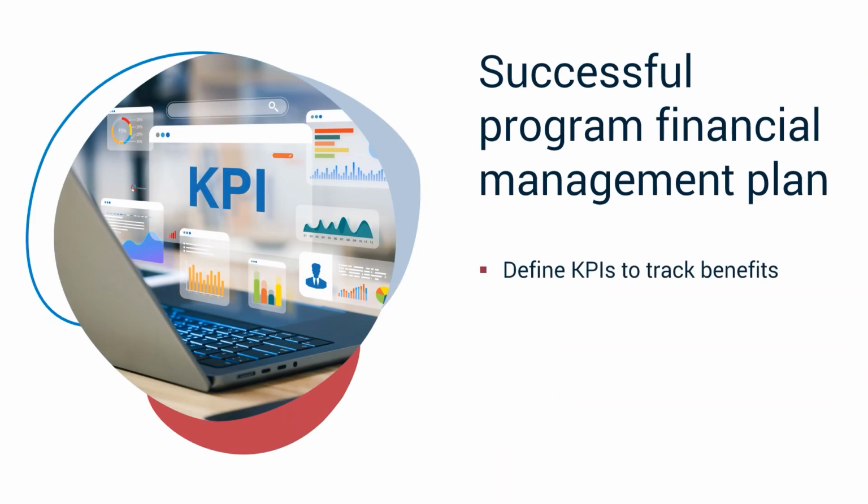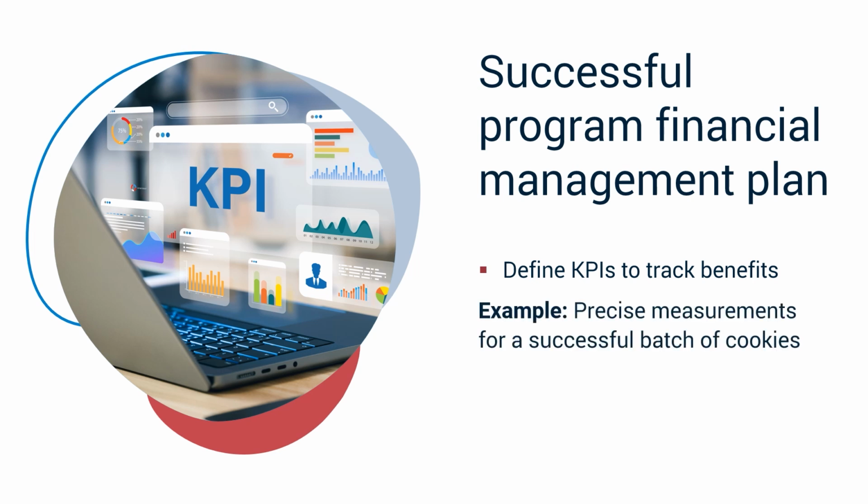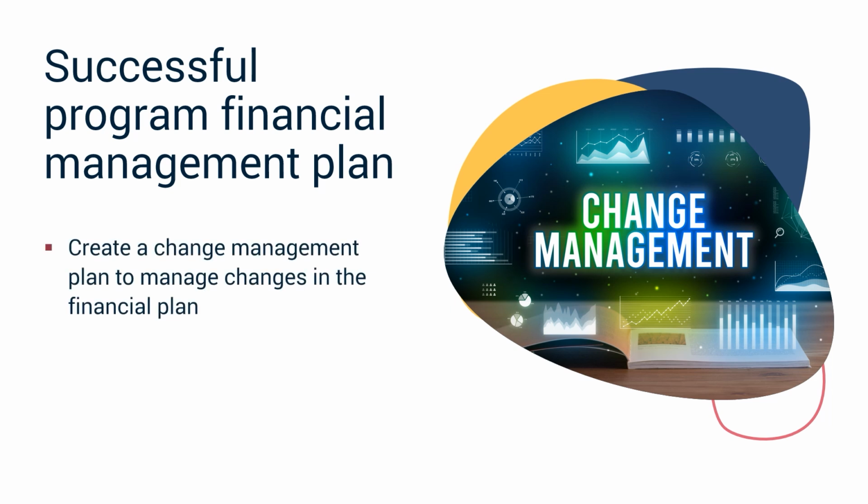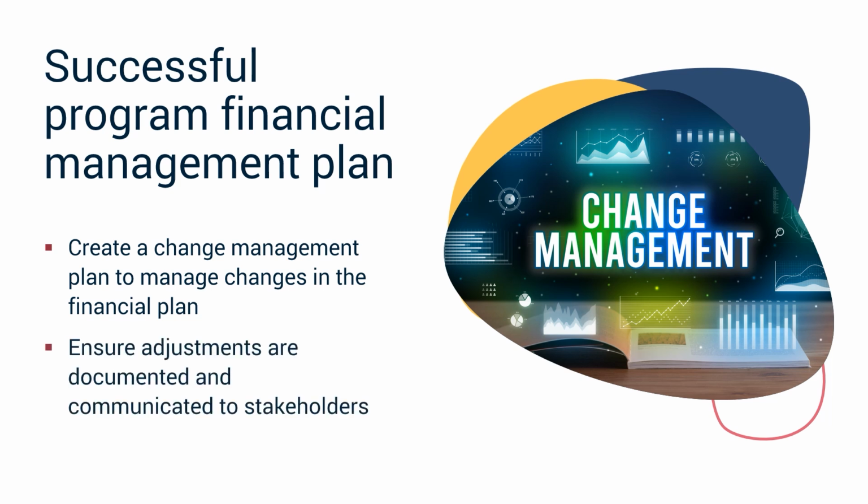Define key performance indicators, or KPIs, that will be used to track overall program benefits and ensure they align with the program's financial objectives. Just as precise measurements make for a successful batch of cookies, well-defined KPIs keep your program on track to achieve its objectives. Finally, you need to have a change management plan in place. This plan outlines the procedures for managing any changes to the financial plan. Before approving any changes, it's crucial to evaluate their financial impact. Ensure that any adjustments are documented and communicated to all stakeholders.